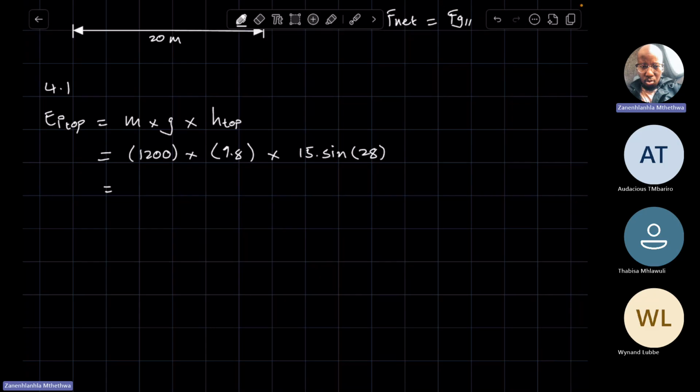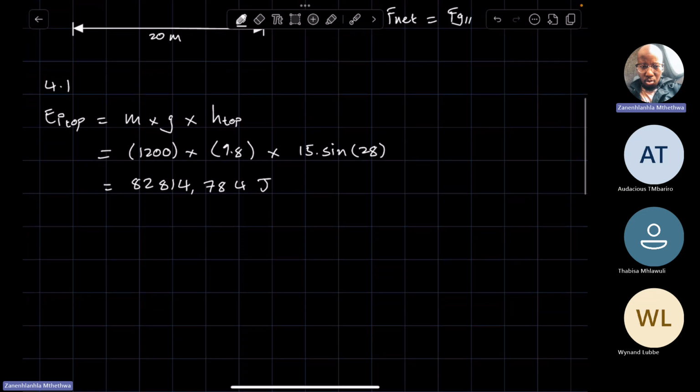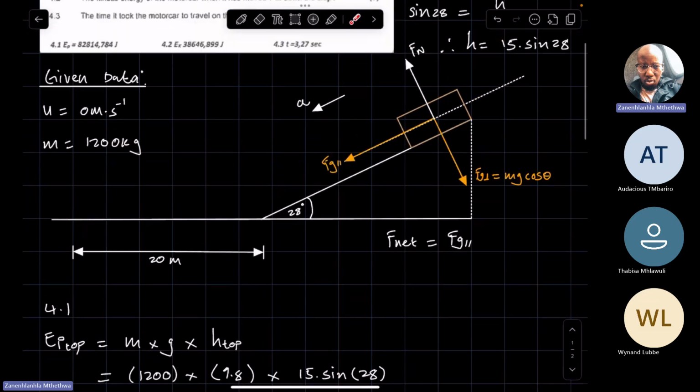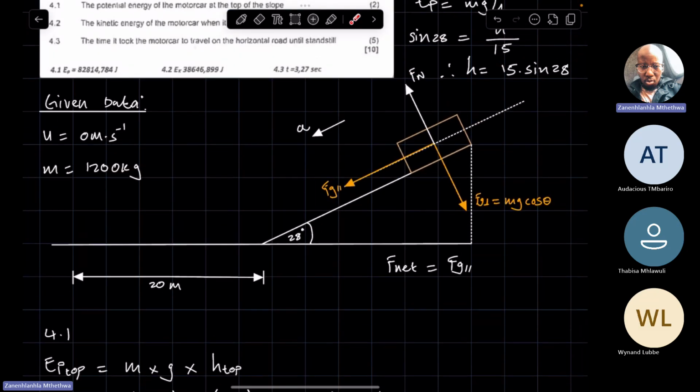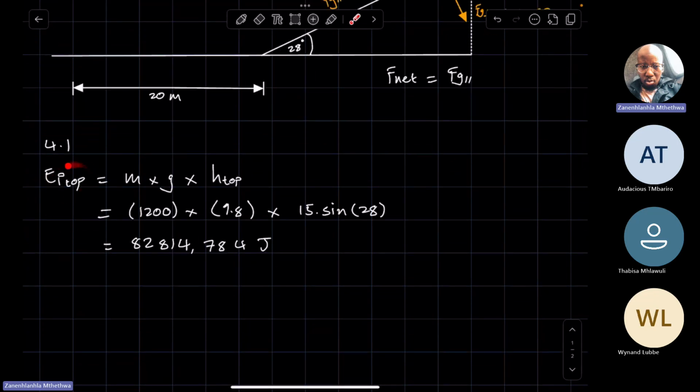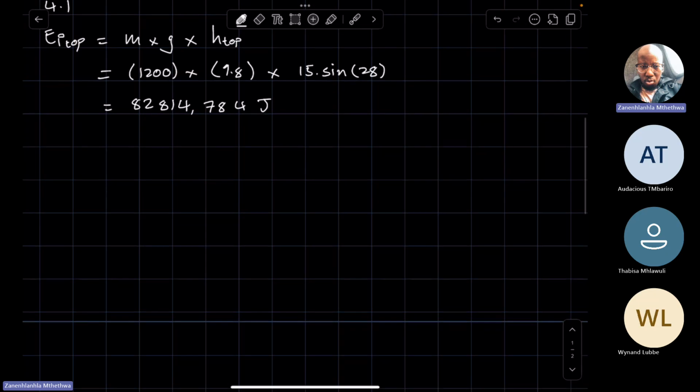So I'm getting 82814,784, and this is in joules. Are you getting the same thing? Yes, sir. Right. That's 4.1. Easy, straightforward. So you got 4.1 correctly because it didn't require you to use FG parallel. So even though your FG was incorrect, it didn't really have an influence on having to calculate EP at the top. So that is why 4.1 was correct on your calculation.